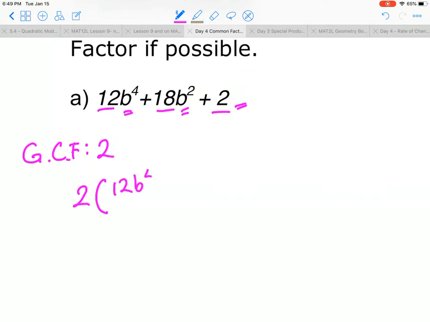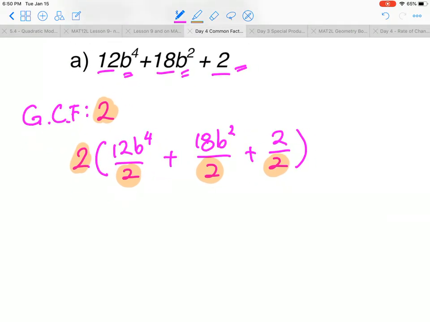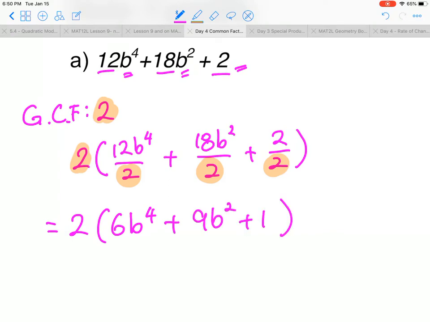So 12b to the power of 4 divided by 2 plus 18b squared divided by 2 plus 2 divided by 2, okay? So hopefully you notice that the 2 down here is because of this 2 in the front, which is the GCF in this case, okay? So then what happens is 2, then 6b to the power of 4, 9b squared, and then plus 1.